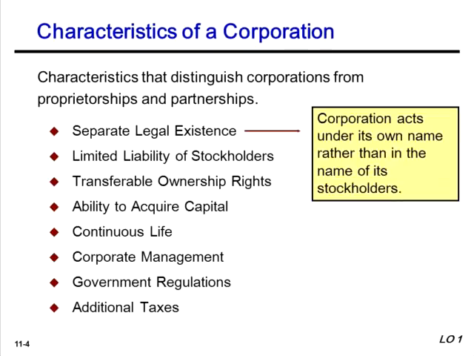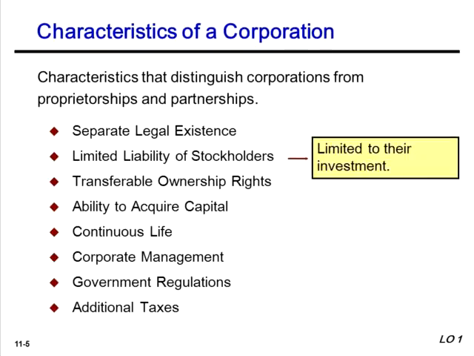The first characteristic of a corporation is that it has a separate legal existence. So it's a separate legal entity or an artificial person. It can be taxed, it can be sued, and it can engage in transactions, so that the corporation acts in its own name rather than in the name of the owners or the shareholders.